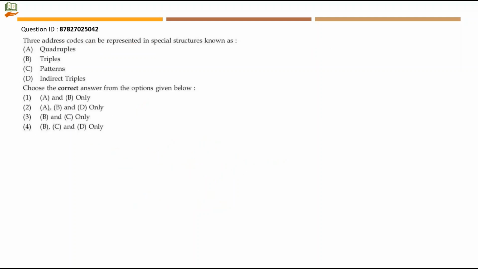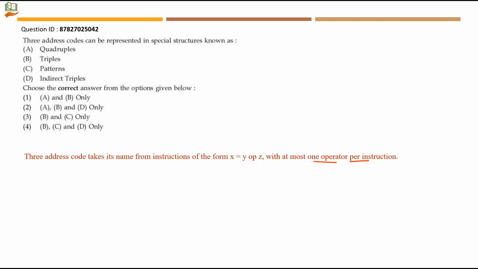Next question. 3 address codes can be represented in special structures known as. So from which part is this question taken? It is taken from the intermediate code. 3 address code takes its name from instructions of the form x = y operator z with at most one operator per instruction. So operator is represented here. These are operands.